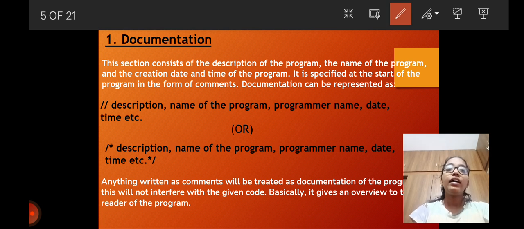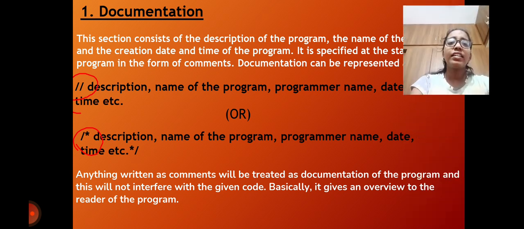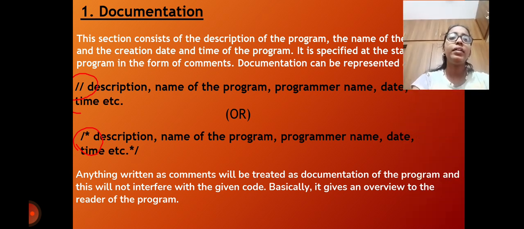Here it can be represented as 2 slashes, or 1 slash and 1 star, and anything written as comments will be treated as documentation of the program, and this will not interfere with the given code. Basically, it gives an overview to the reader of the program.